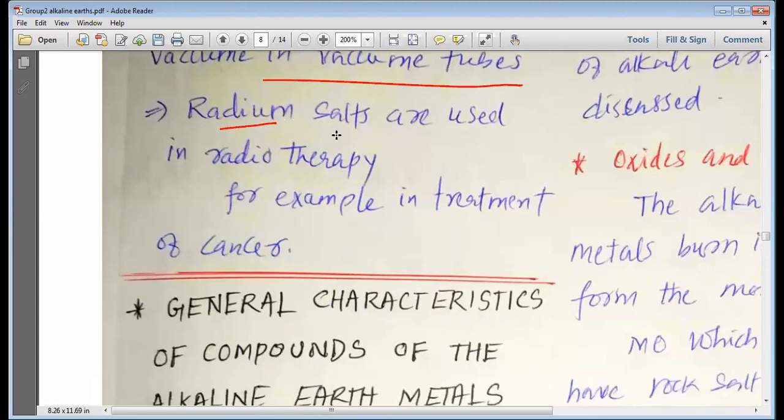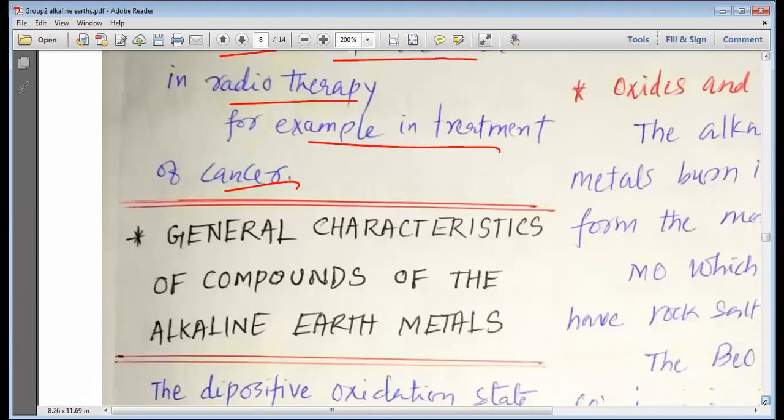Radium, which is a radioactive element: radium salts are used in radiotherapy, especially for the treatment of cancers. So my dear students, these were the various uses of our metals that we have been studying.